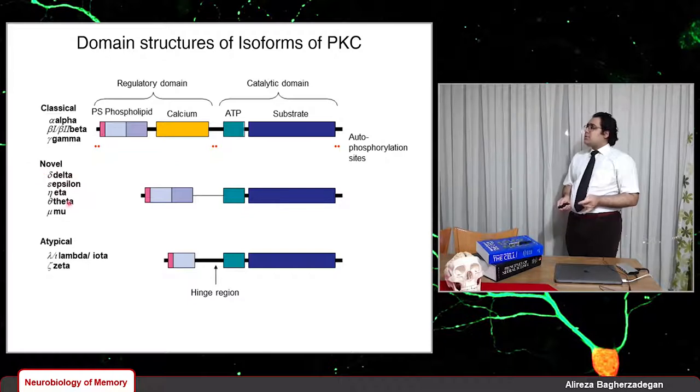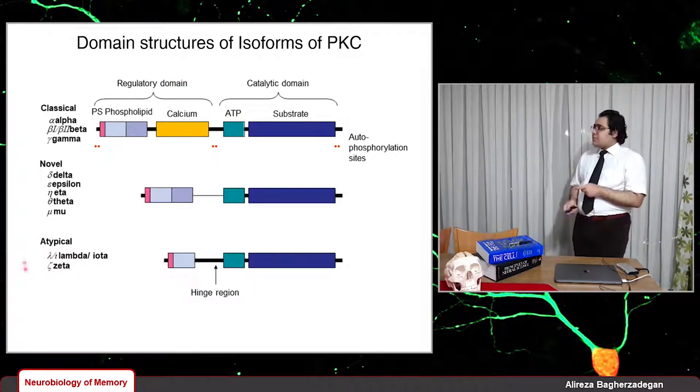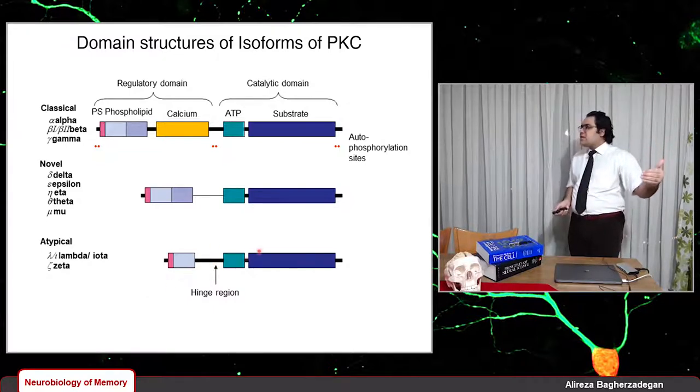We have novel isoforms of protein kinase C. You can see that they still have the phospholipid subunit of the regulatory domain. But we have some atypical isoforms of protein kinase C, and zeta is one of them. You can see that we have almost no regulatory domain, okay? And in protein kinase M zeta, we only have the hinge and the catalytic subunit or domain. Let's see why this happens. Let's see how the atypical isoform of protein kinase C is synthesized in the cell.